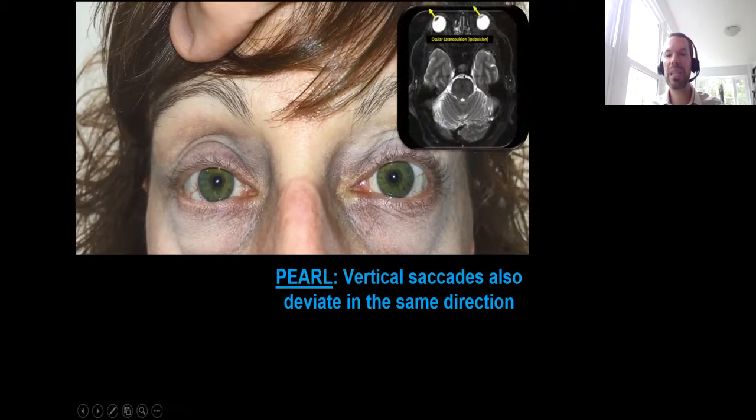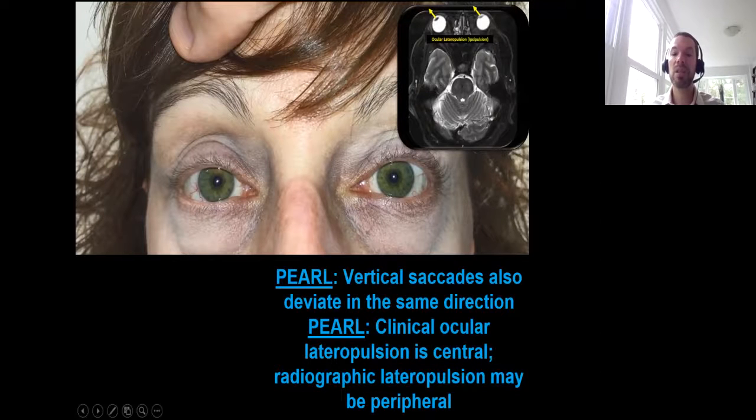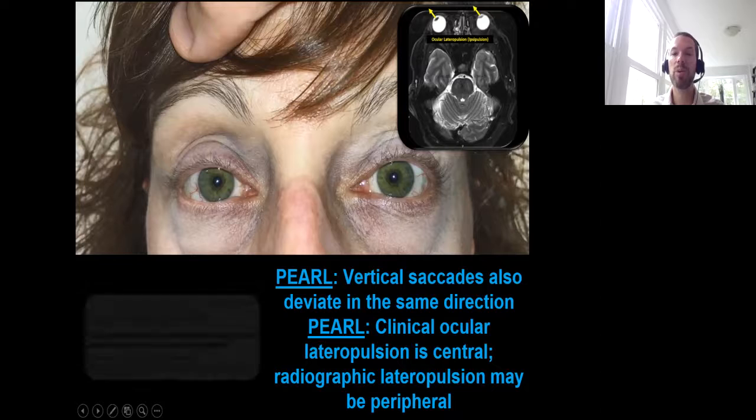The other thing that you will commonly see in these patients is ocular lateral pulsion, reflected, as in this case, on the MRI. That by itself can't differentiate whether the patient has the acute vestibular syndrome due to a central process like a brainstem stroke or a peripheral process like vestibular neuritis. Clinical ocular lateral pulsion, if you see something that looks like this, is always central. However, radiographic lateral pulsion can also be peripheral.